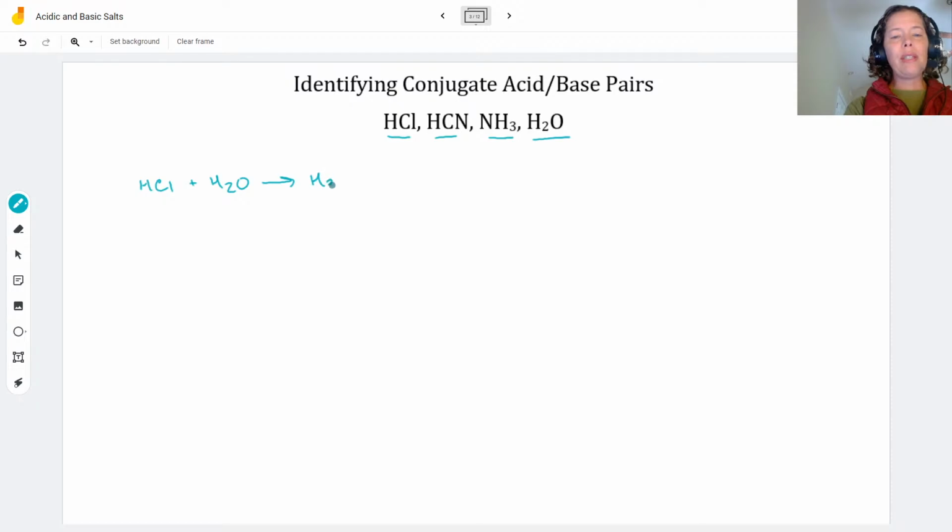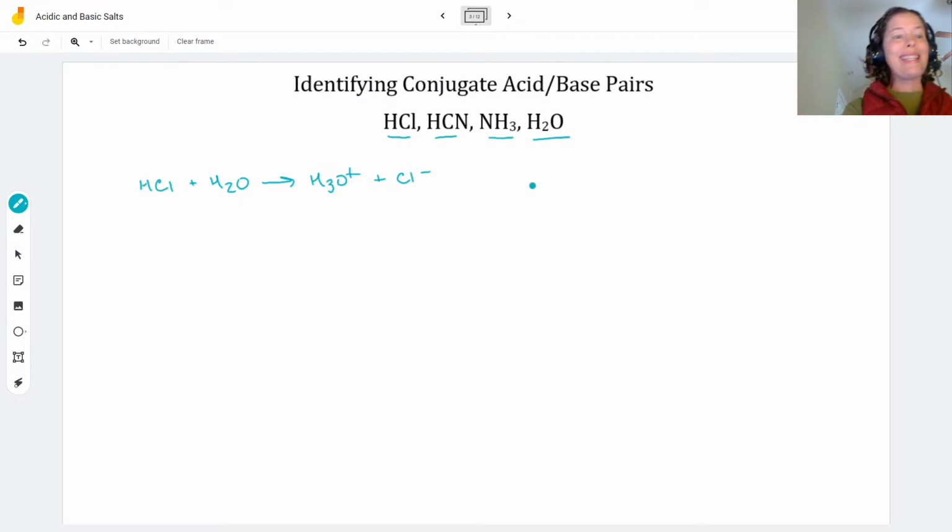Now remember, this is a strong acid, so I only have the arrow to the right. So that was done on purpose. And here is our balanced chemical equation for hydrochloric acid and water. So what I want to do first is just identify the conjugate pairs. Now, when you have an acid or a base in water, you're going to have two conjugate pairs. So you're going to have one acid paired with its conjugate base and a base paired with its conjugate acid.